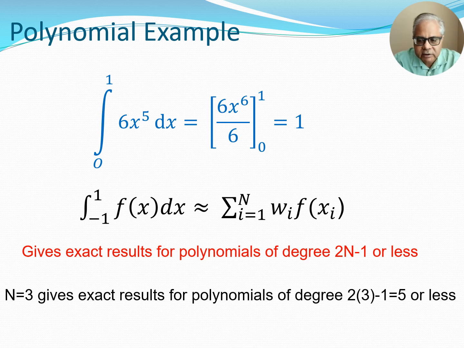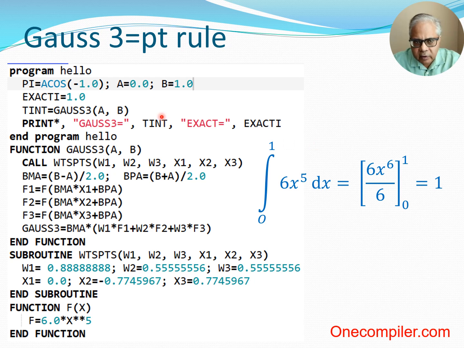Let's see if it does. So essentially I have changed the function here. You can see here the function is 6 times x to the power 5. Remember, power is essentially created by exponentiation, so double star stands for power. And then I have a is 0, b is 1. I run this code.